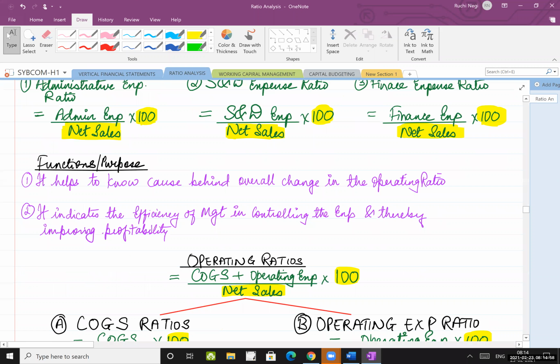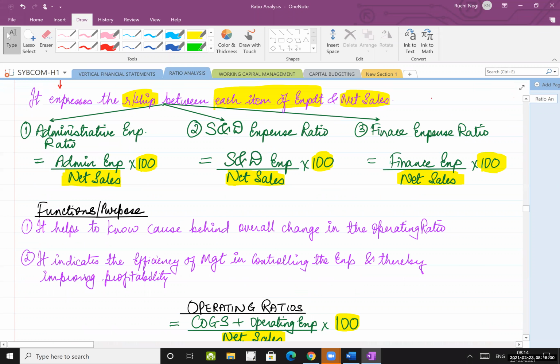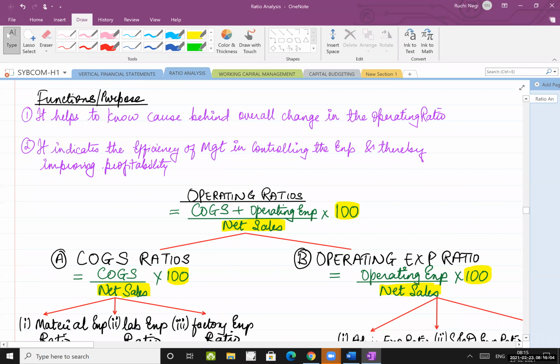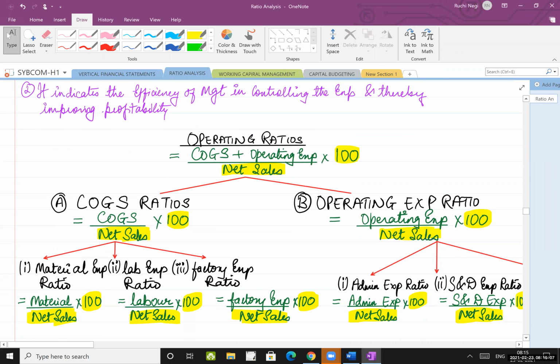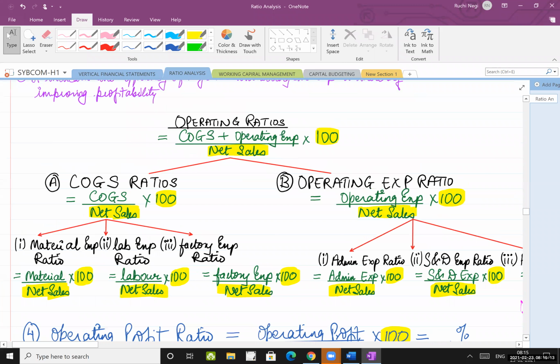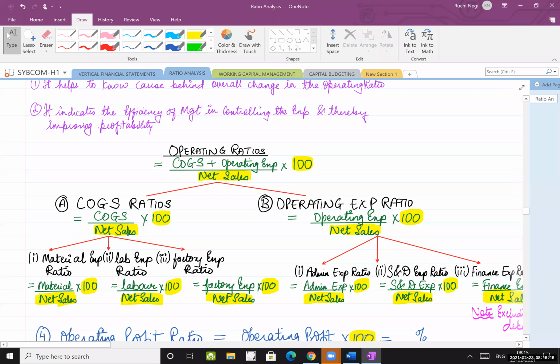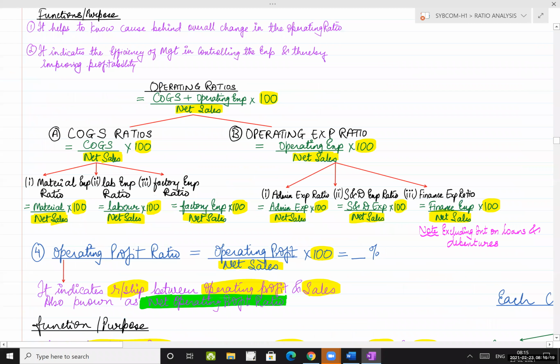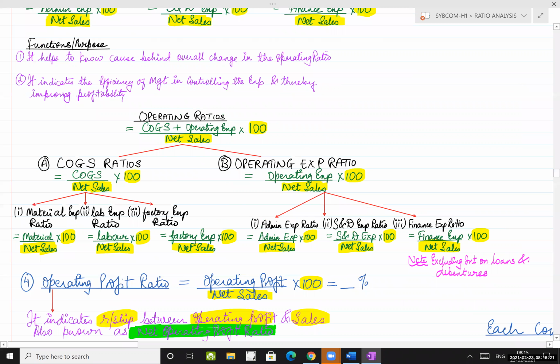So operating ratio, this is expense ratio, and this is operating ratios. These are further categorized. See, like this, students, pay attention to all these things. This is very important, very important. Write all these things.